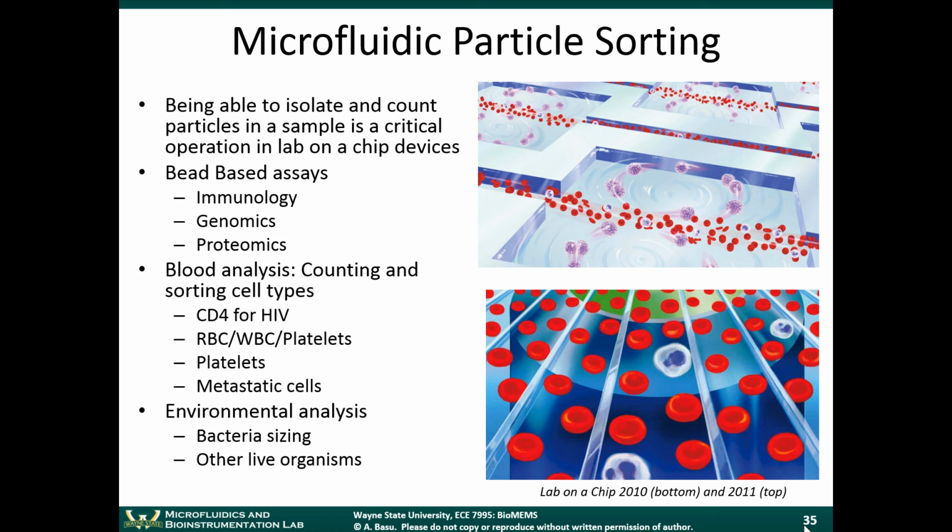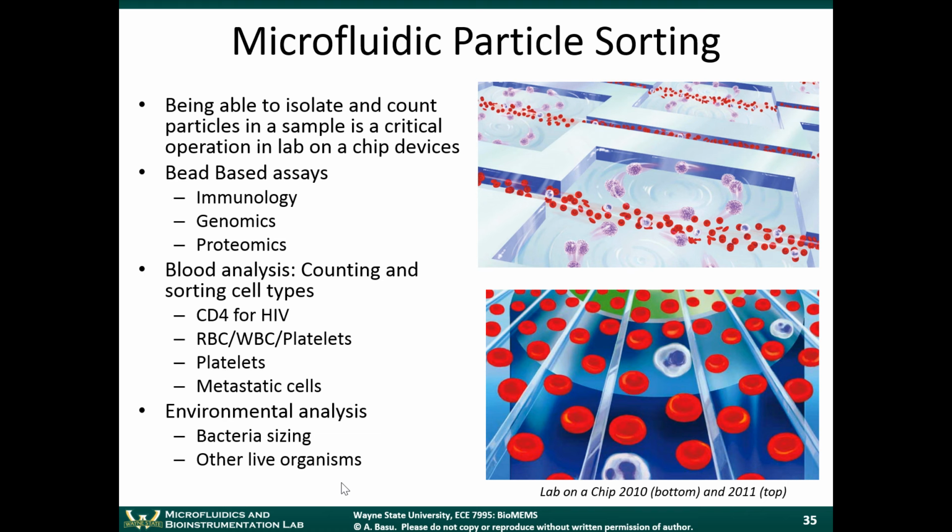them based on different properties, and so on. So besides blood analysis, you can also imagine environmental analysis, bacteria sizing, other live organisms. In a typical beach water sample, you'll have many different kinds of organisms, ranging from single cell organisms to bacteria. They could have sizes ranging from 2 micrometers all the way up to several hundred micrometers. If you could take that sample and separate out all the different organisms by size, you could sort of classify and count how many bacteria you have, how many paramecium you have, and so on.